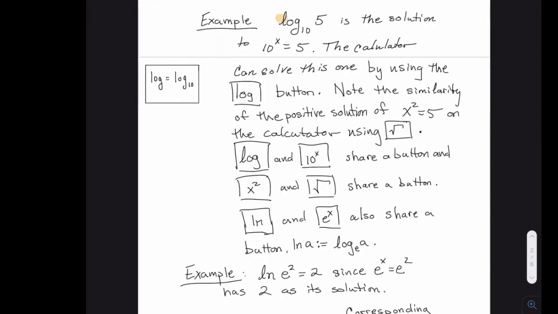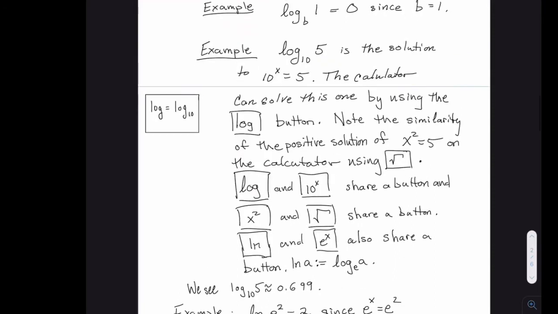How do you solve this on your calculator? You take log of 5. I'm not sure what we get. We'll have to check on a calculator. So log base 10 of 5 is a solution to 10 to the x equals 5. I just want to draw your attention to the similar problem of x squared equals 5. How do we solve that, at least get the non-negative solution? We take the square root of 5.